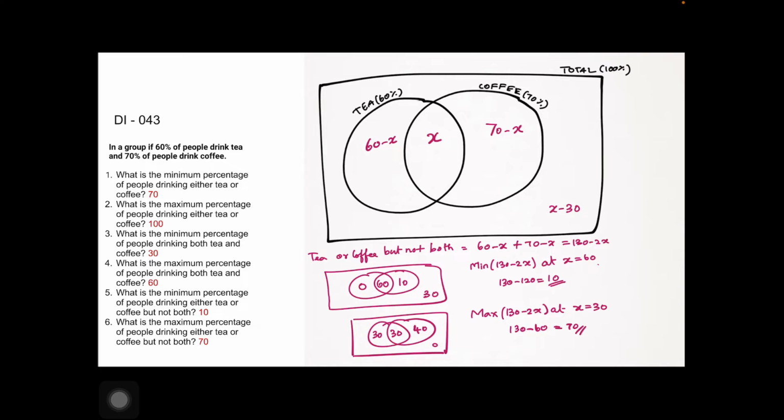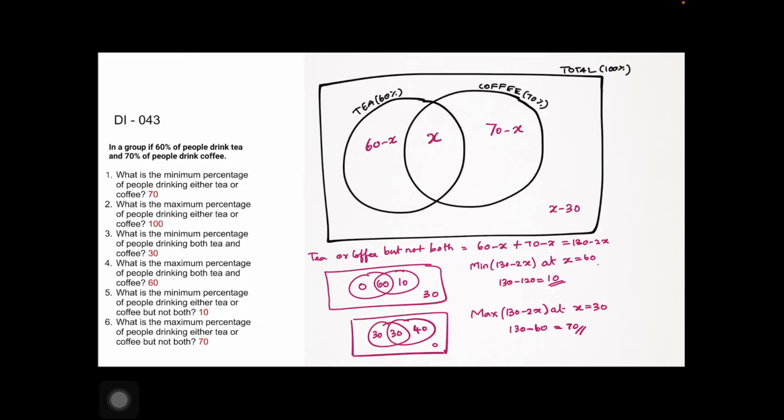Now what about the maximum value that this region can take, the first region and the third region, only tea region and only coffee region? 130 minus 2x, what is the maximum value that it can take? If it has to be maximum, my x has to be as minimum as possible. Minimum value for x is 30. So if I substitute x equal to 30, 130 minus 2x becomes 130 minus 60, which is nothing but 70. So the answer for fifth and sixth question would be 10% and 70%. Minimum percentage of people drinking either tea or coffee but not both would be 10%. Maximum percentage of people drinking either tea or coffee but not both would be 70%.